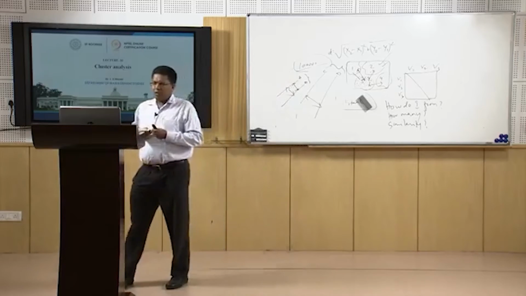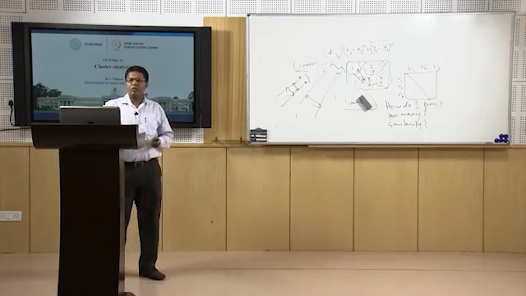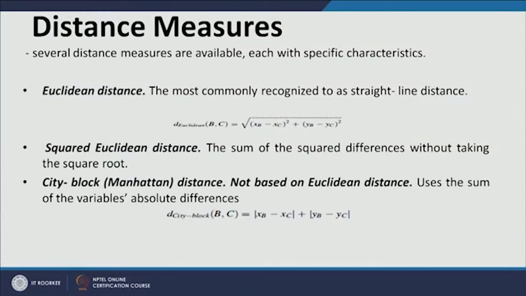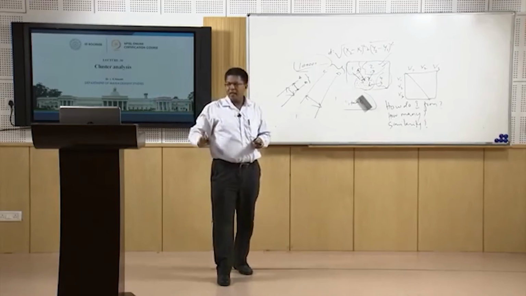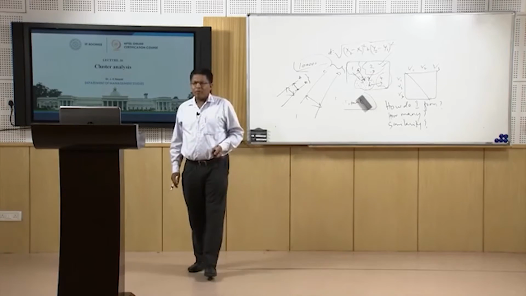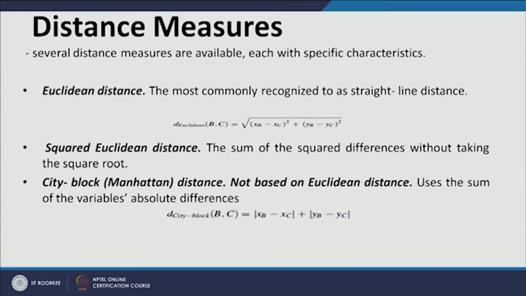It is the most commonly recognized straight line distance, right. So this is how you measure. There are other forms also, for example the squared Euclidean distance, which says that you take the sum of the squared differences without taking the square root, that means you only omit the square root, right. Okay. So the other distances like the city block distance, the Manhattan distance, which is not like the Euclidean, because this one takes the absolute value.